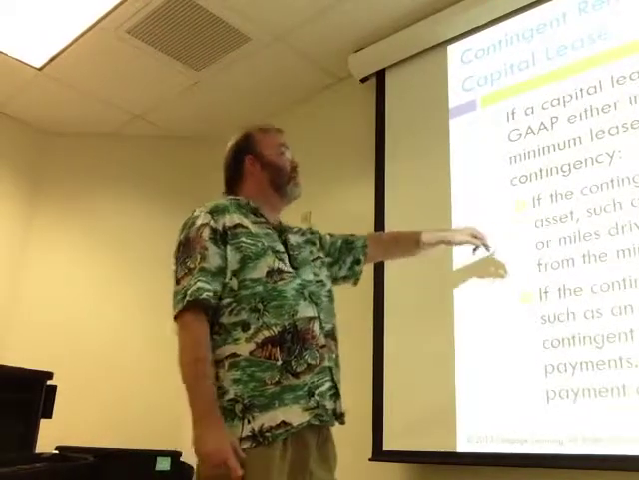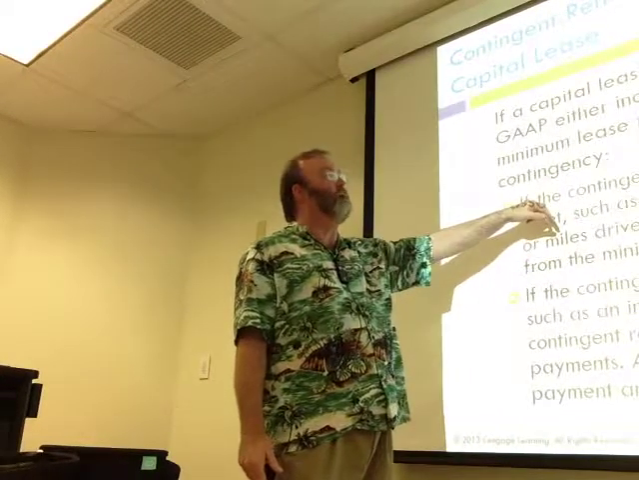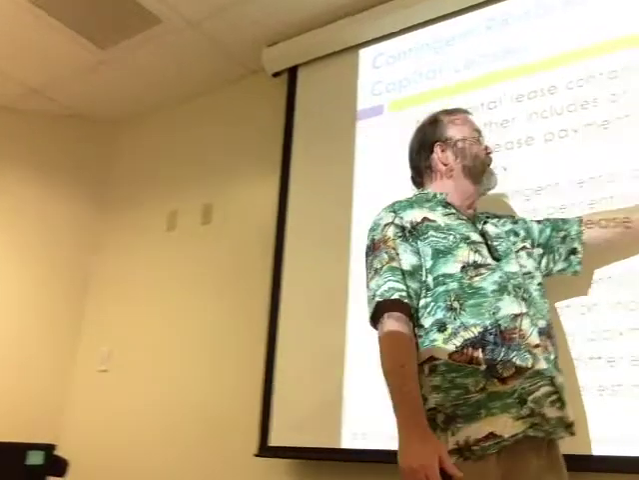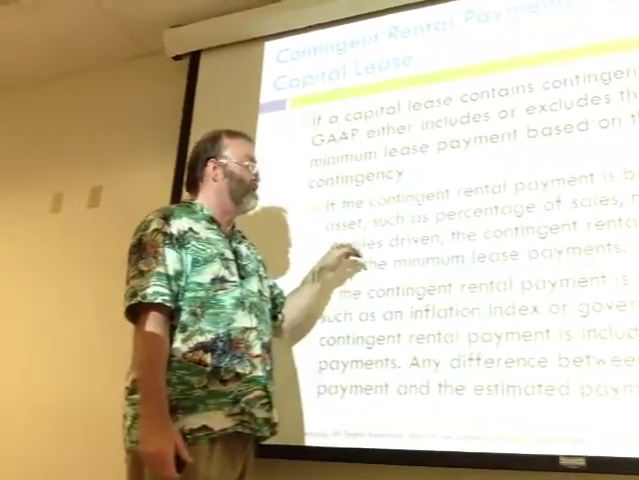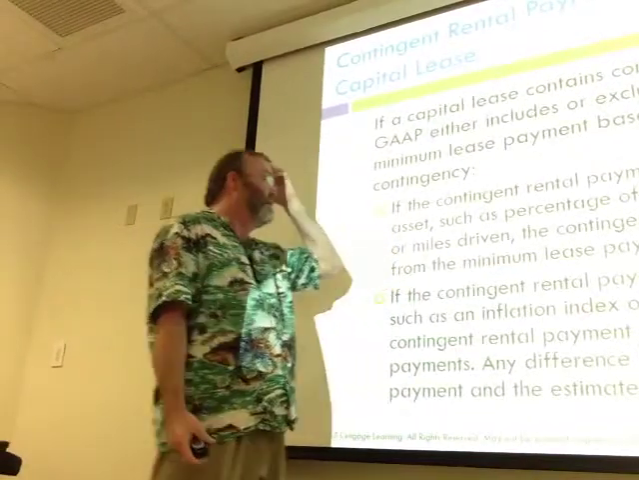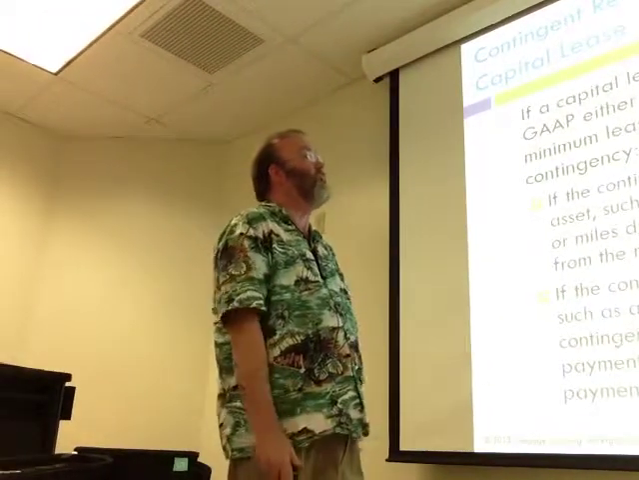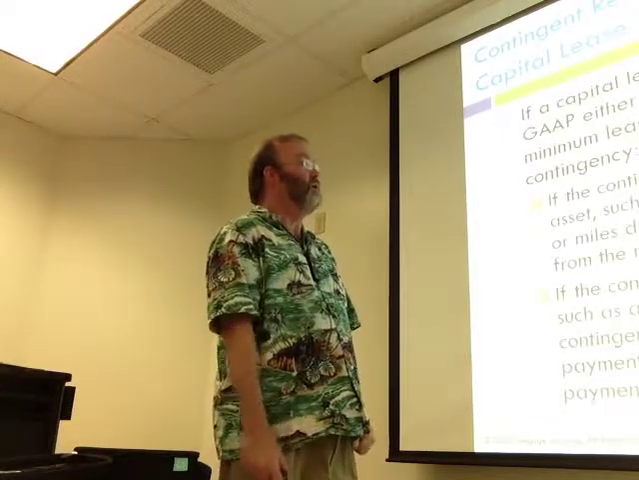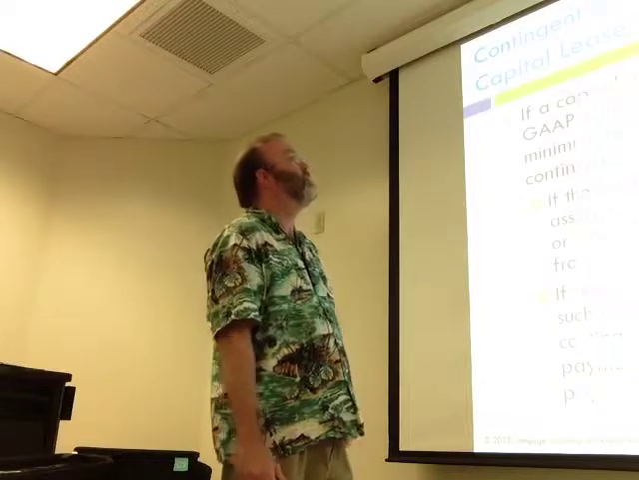These are contingent rents. I already talked about copiers. You know, the rental payment could be based on number of copies made, could be based upon number of miles driven. So you need to estimate that and then present value that in order to make sure that you do or do not exceed that 90% threshold.